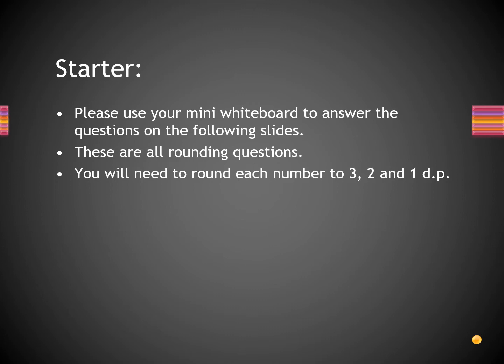So let's do a starter activity. Please use your mini whiteboard or your copybook to answer the questions on the following slides. These are all rounding off questions. You will need to round off each number to 3 decimal place, 2 decimal place and 1 decimal place. Okay? Try to follow that order. The given number, first you will round off to 3 decimal place, then to 2 decimal place, then finally to 1 decimal place. Okay, let's begin.